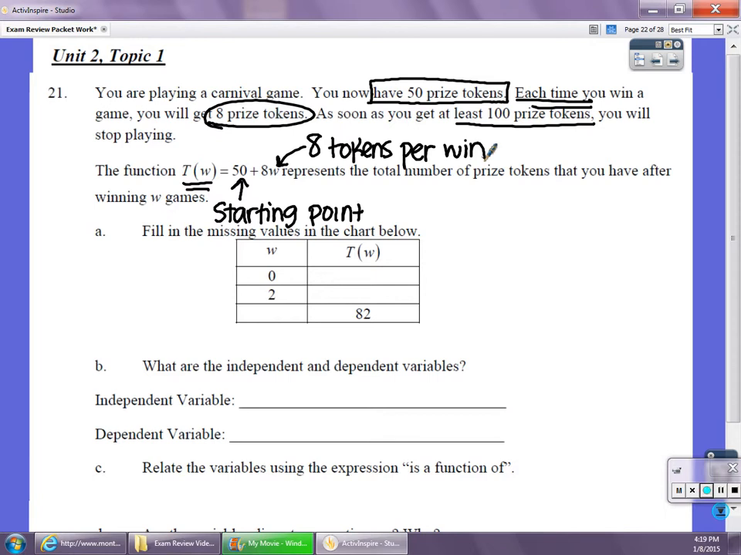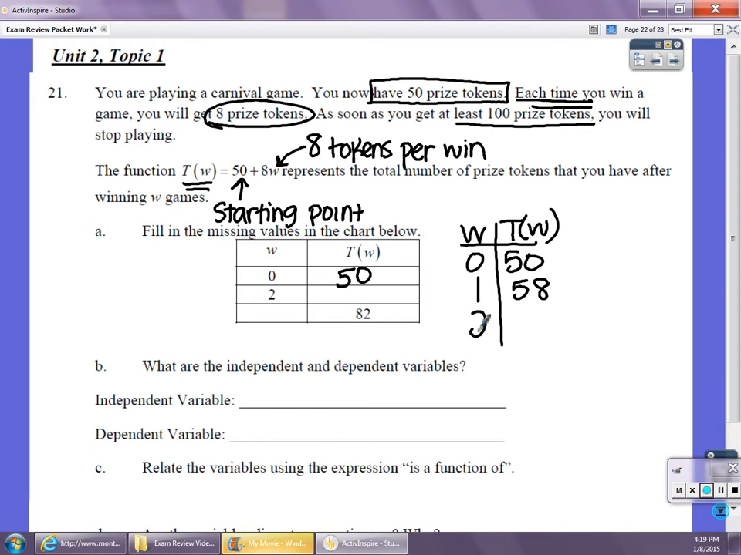Part A. Fill in the missing values in the chart below. Okay. So at 0 wins, well, we already had 50 tokens. That was our starting point. After 2 wins, well, 2 wins is going to be 16 tokens. Let's make another little table here. So we have w, t of w. So we have 0, 50. After 1 win, then we're going to have 58 tokens. So after 2 wins, we're going to have another 8, which is going to be 66 tokens.